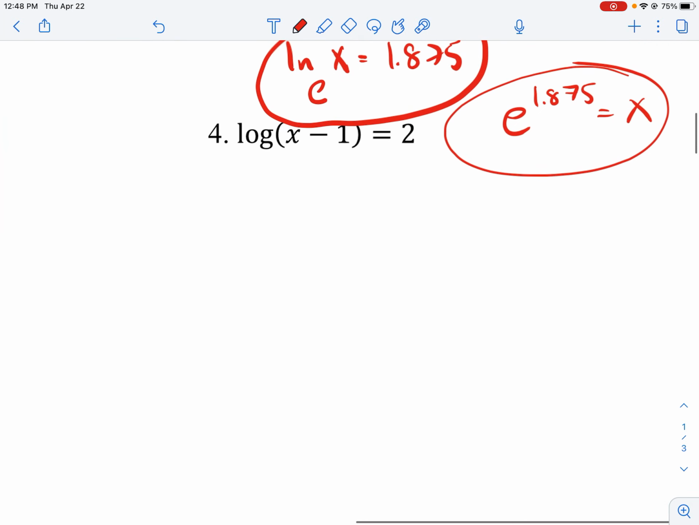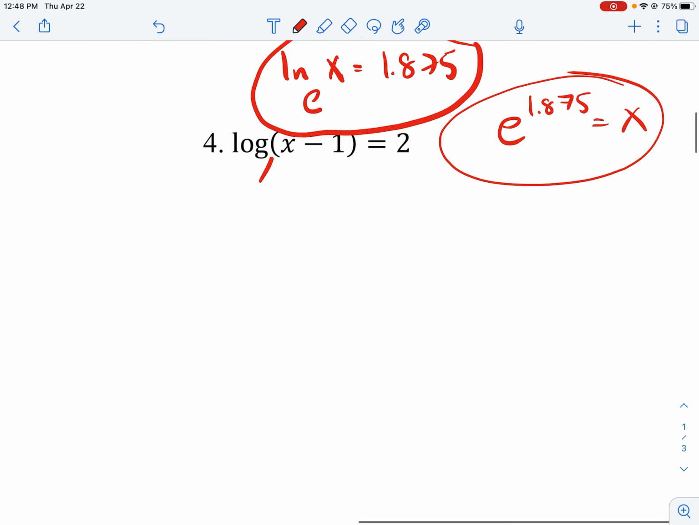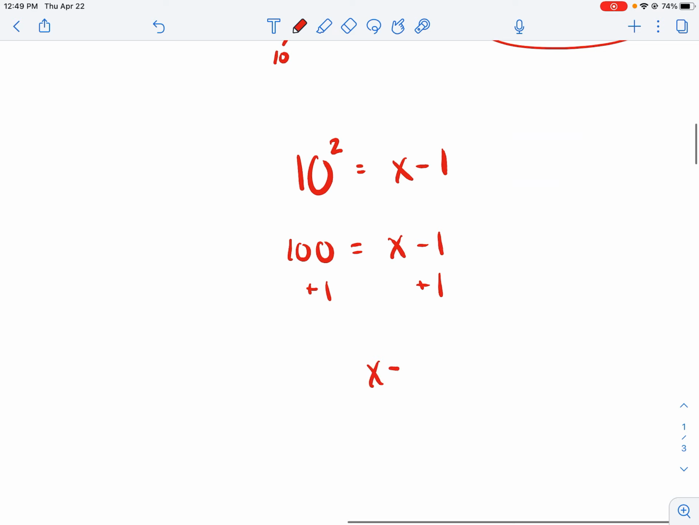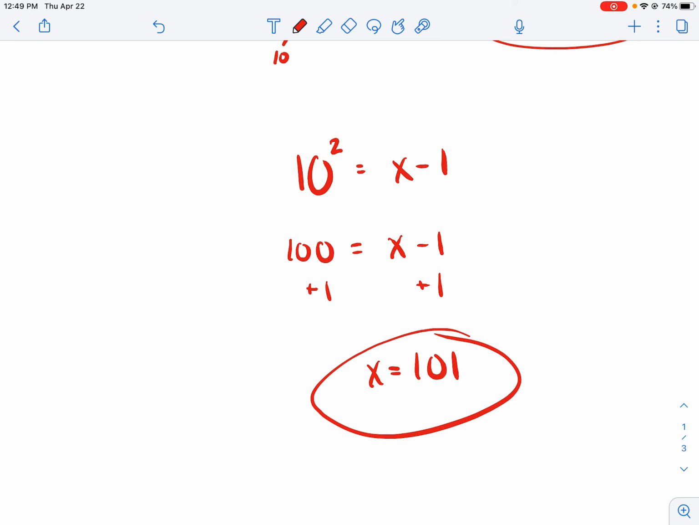Let's go over to the next one. Now, they didn't tell us what our base is, so we have to assume that it's a 10. And so now that I know that, I'm going to put this in an exponential function. So then I get 100 is equal to x minus 1 plus 1. X is equal to 101.